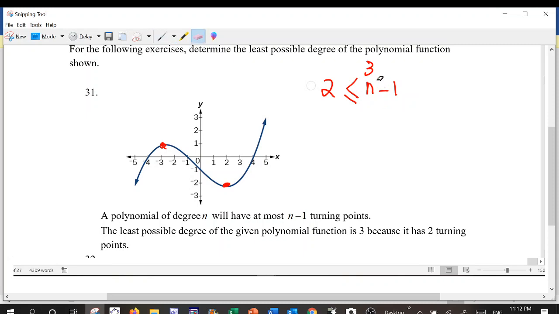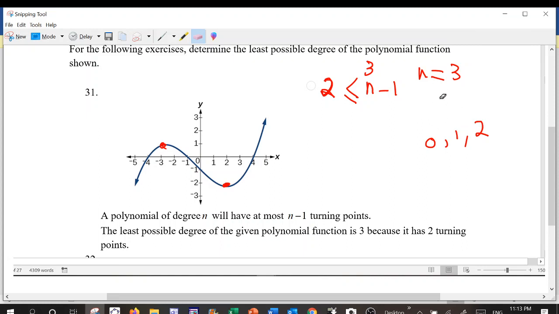It can be bigger than that, right? So since we have only 2 turning points here, n has to be at least 3. Now, just because it's a 3rd degree polynomial, that doesn't mean it has to have two turning points. It means if it's third degree, then it has to have either no turning points, one turning point, or two. That's what it means. Okay.